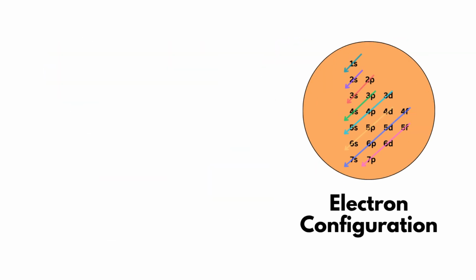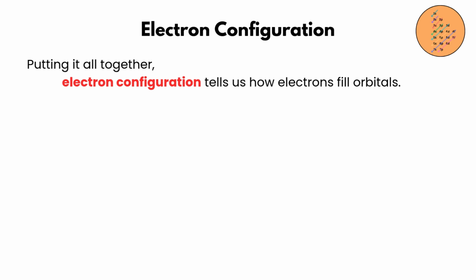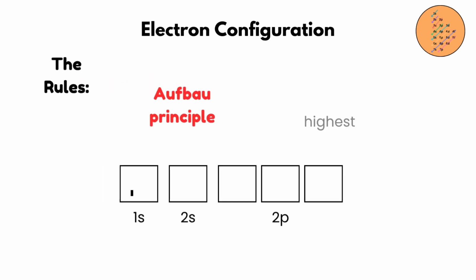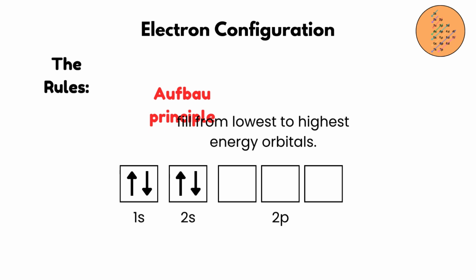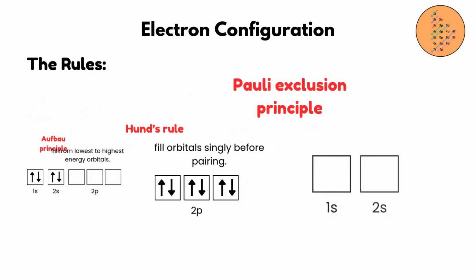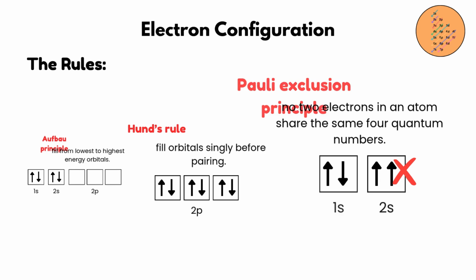Electron configuration. Putting it all together, electron configuration tells us how electrons fill orbitals. The rules: Aufbau principle, fill from lowest to highest energy orbitals. Hund's rule, fill orbitals singly before pairing. Pauli exclusion principle, no 2 electrons in an atom share the same 4 quantum numbers.